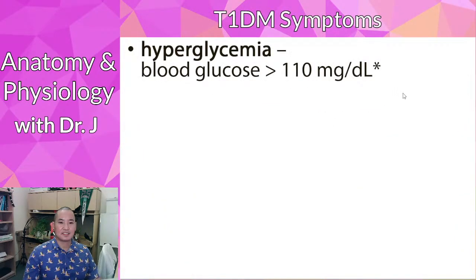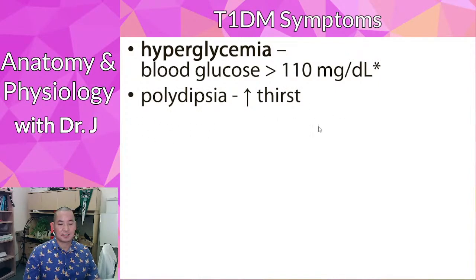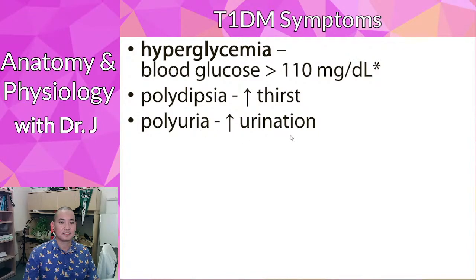Hyperglycemia, for this class, we're going to define as greater than 110 mg per deciliter. Our symptoms are polydipsia, because you're losing a lot of fluid through urination, so you're going to have increased thirst because you want to replace those lost fluids. And also polyuria due to having more glucose in your blood. And remember, due to osmolarity, if you have a very sugary solution and a more dilute solution, the water is going to leave the dilute solution and go to the sugary solution. If that sugary solution is your blood, that's going to bring more volume into your blood, into your kidneys, and into your urine. So this is kind of building on each other.